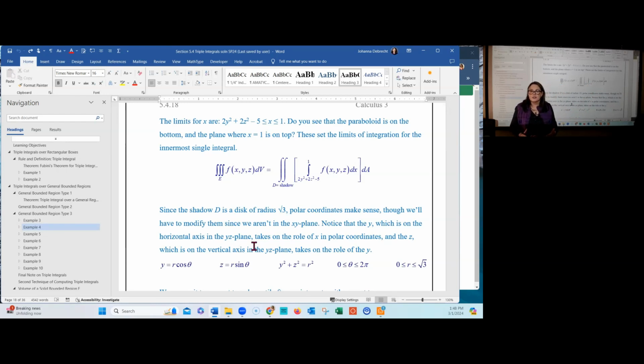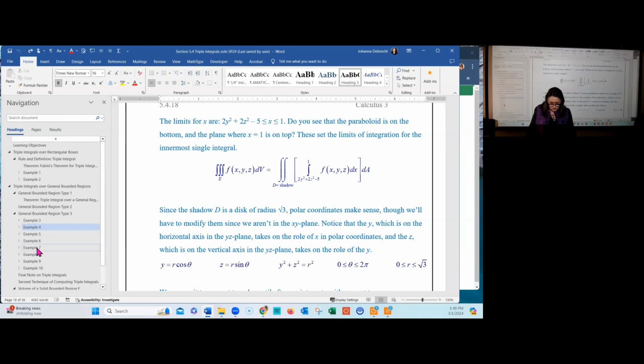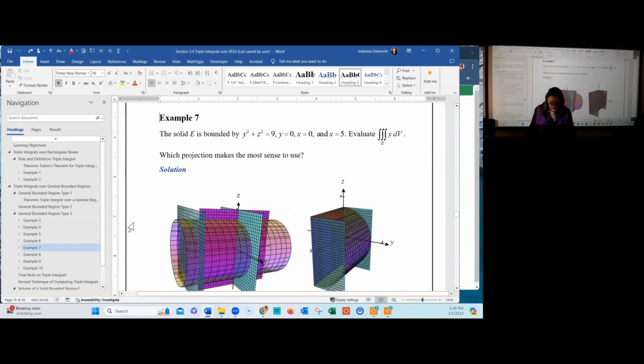So what you want to do is evaluate which one would be easiest first and which one might cause problems later on. This is really a judgment call as to what's the best approach to solving that particular integral. We now want to go ahead and turn our attention to example 7.